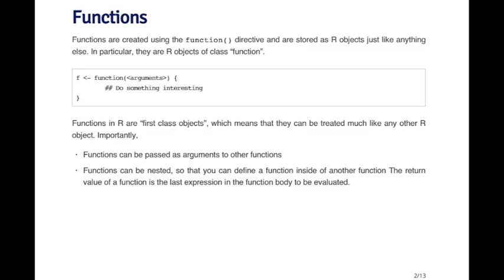One nice thing about R is that functions are considered what are called first-class objects. So you can treat a function just like you can treat pretty much any other R object. Importantly, this means that you can pass functions as arguments to other functions. This is actually a very useful feature in statistics. Also functions can be nested, so you can define a function inside of another function. We'll see what the implications of this are when we talk about lexical scoping. The return value of a function is simply the very last R expression in the function body to be evaluated. So there's no special expression for returning something from a function, although there is a function called return, which we'll talk about in a second.